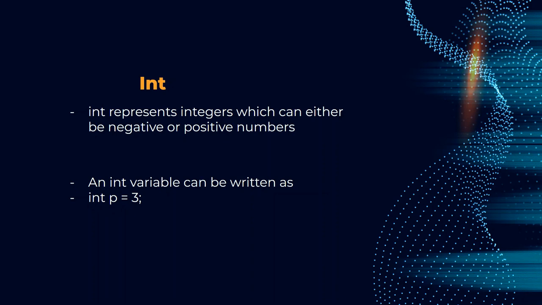Okay? And we'll have an equal sign. It's called an assignment operator, which I'll be telling you about later in this presentation. But the equal sign tells us that p is equal to 3. So the numerical value that p has is 3.